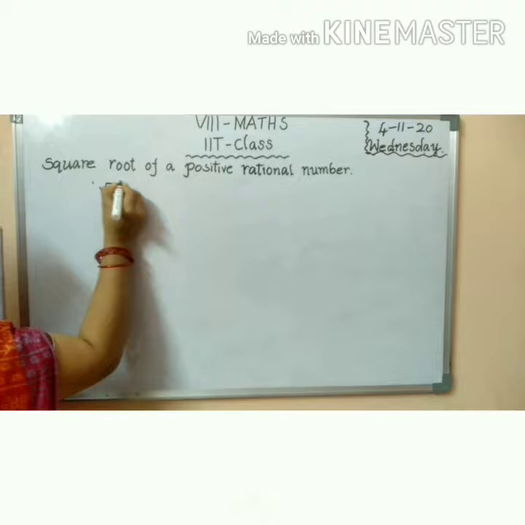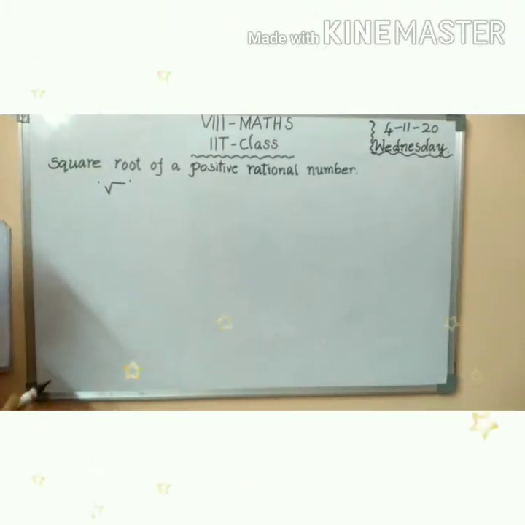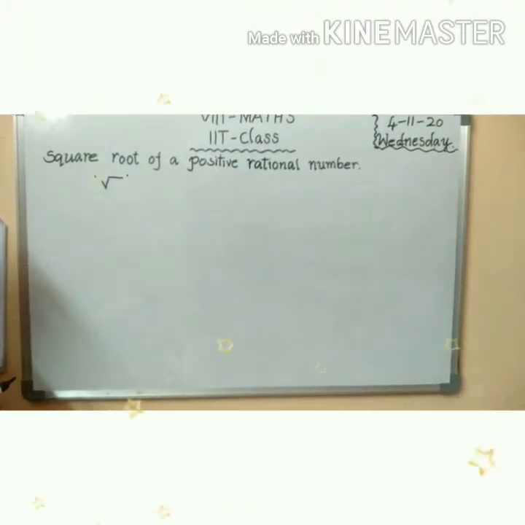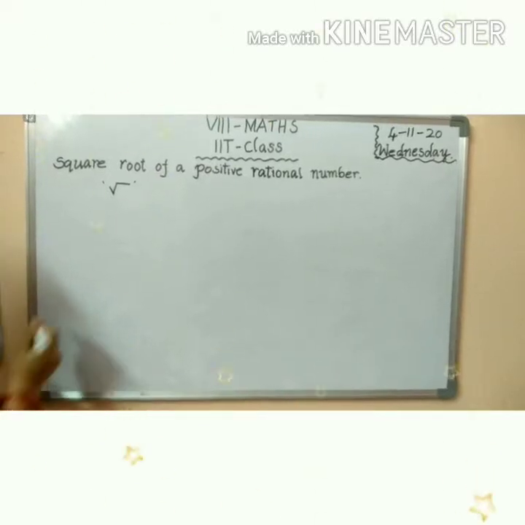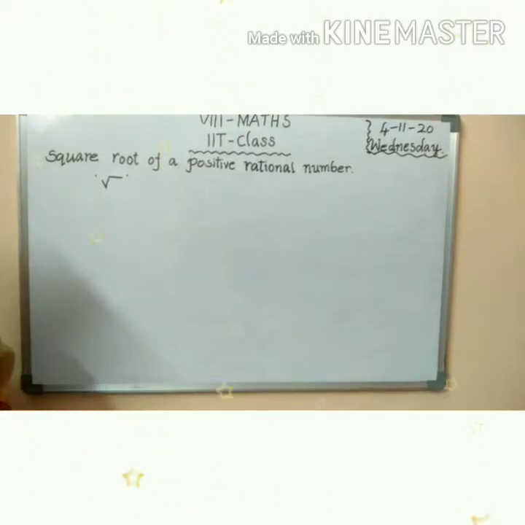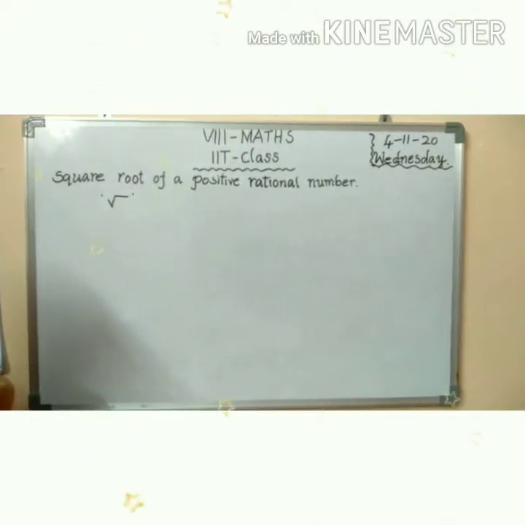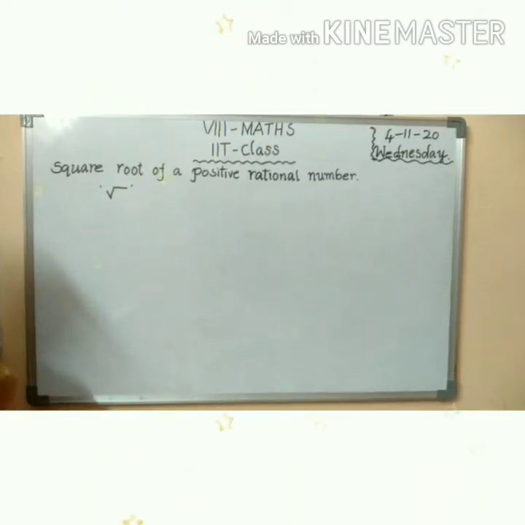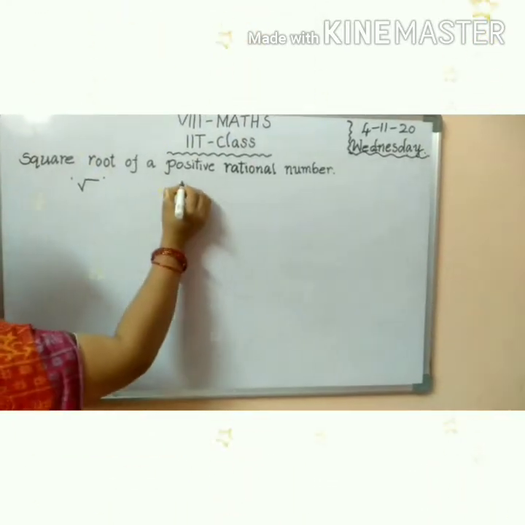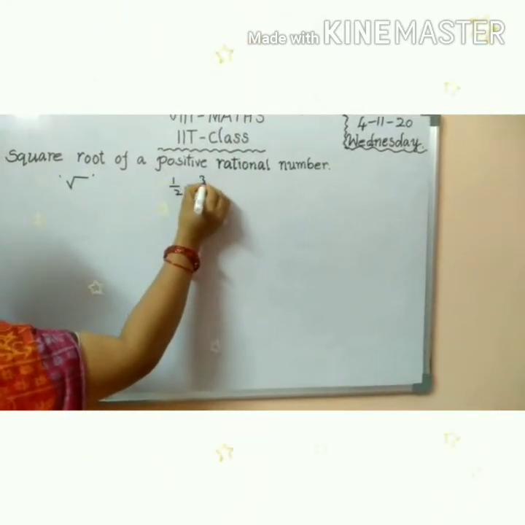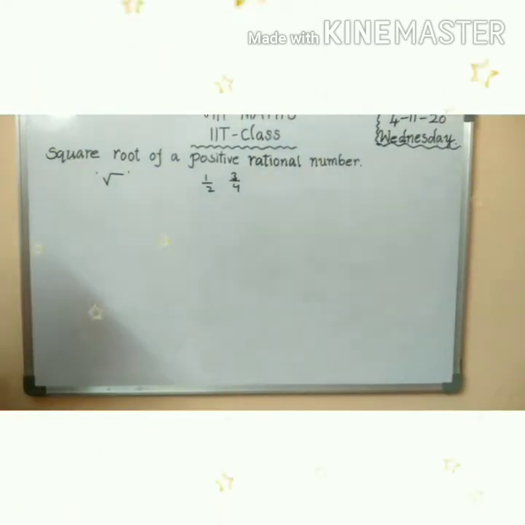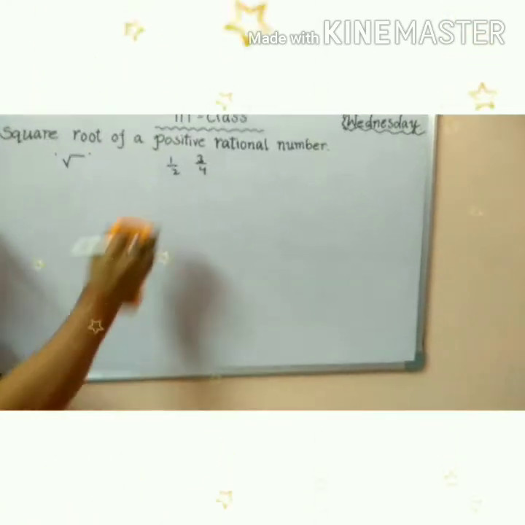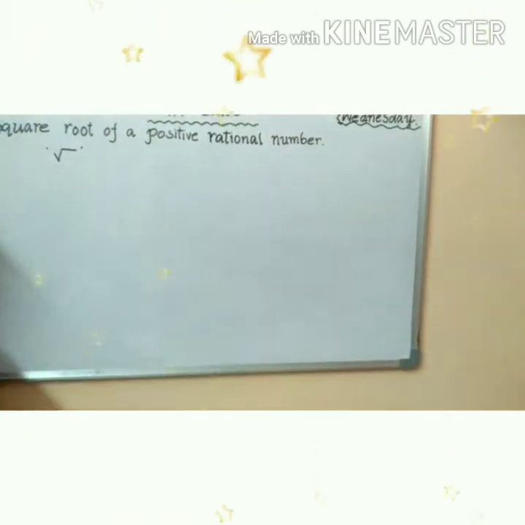This is the symbol of a square root. Square root of a positive rational number. What is the square root of a positive rational number? We know that positive rational numbers are, for example, 1 by 2 or 3 by 4. Those are rational numbers.